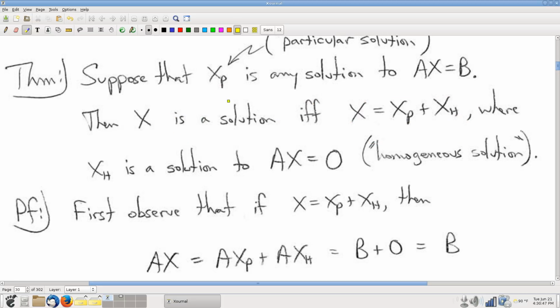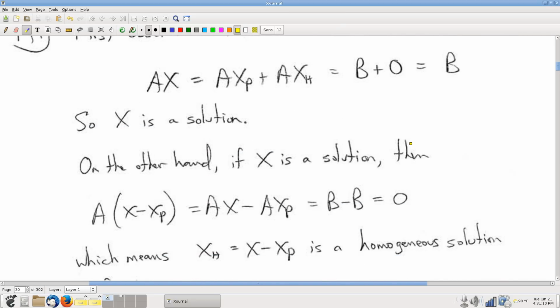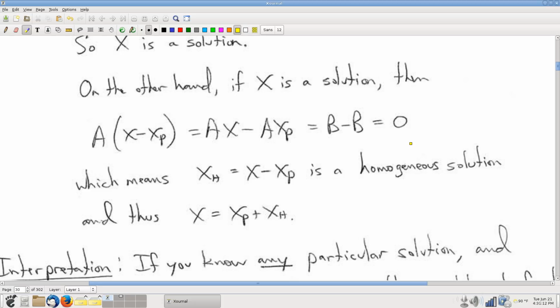And now we have to go the other way. Now we have to assume we have a solution and ask, does that necessarily mean that that solution x is of this form? Need it necessarily be xp plus xh, where xp is our particular solution and xh is some homogeneous solution? Well, suppose x is a solution. Again, that's our assumption. We get to start off with x being a solution.